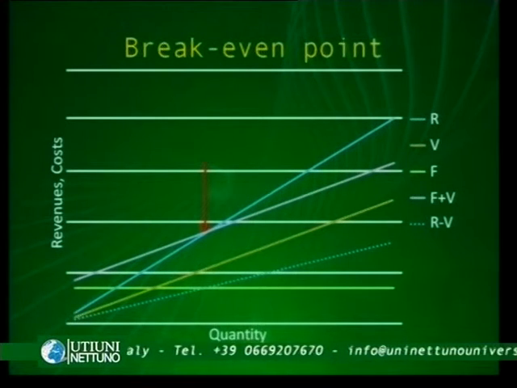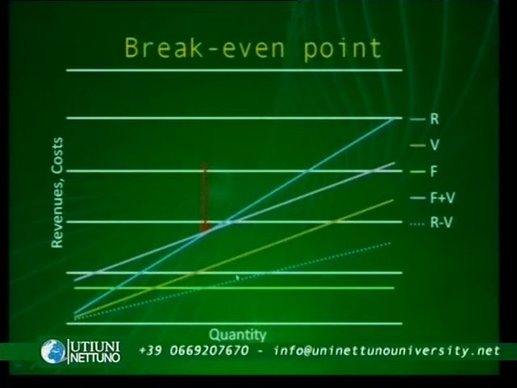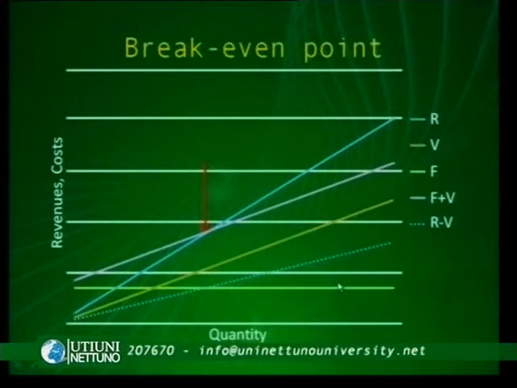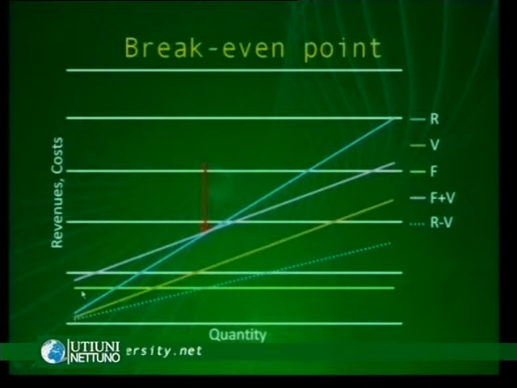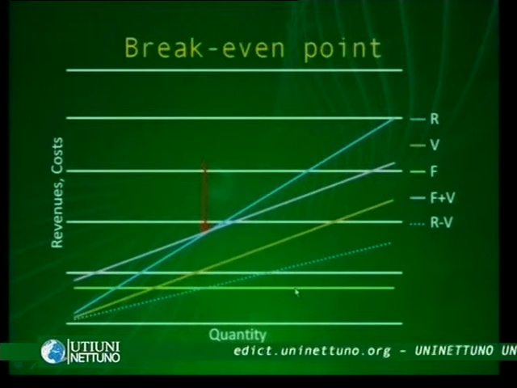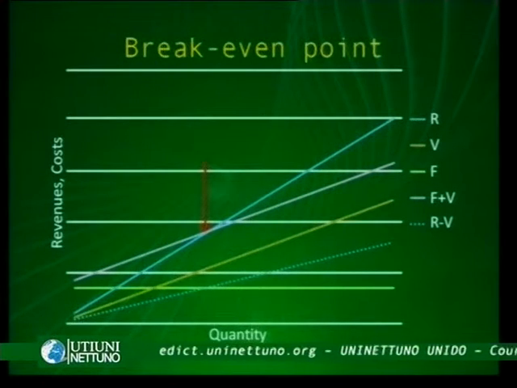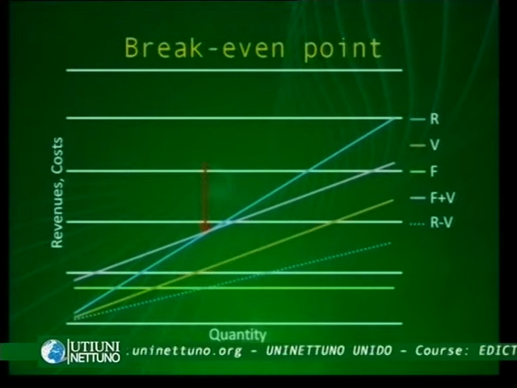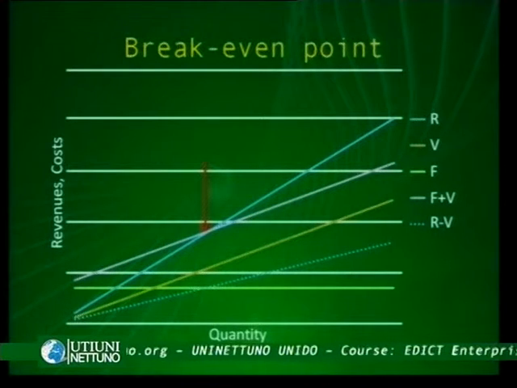Then here we have the fixed costs that are represented by the green line, as you can see here, and it is consistent with the assumption that we made before. The fixed costs do not change with quantity, so you can see that the fixed costs are constant for any level of quantity, and the green line is flat, so it's not sensitive to quantity.